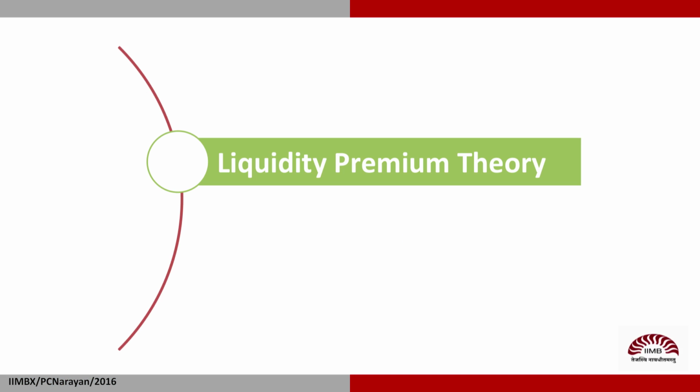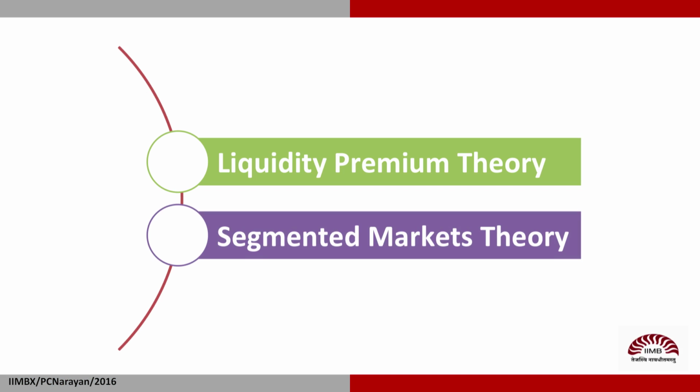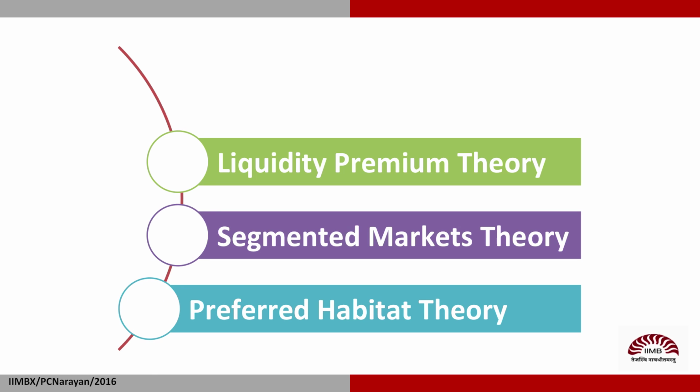In this session, we will look at the second part of the term structure of interest rates: liquidity premium theory, segmented market theory, and preferred habitat theory, in that order.